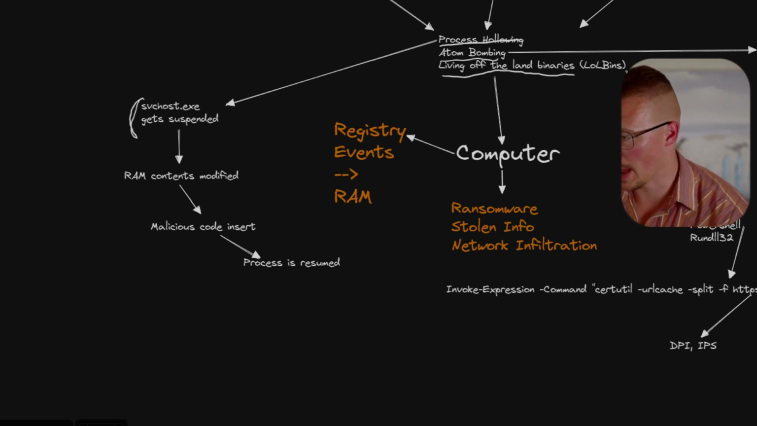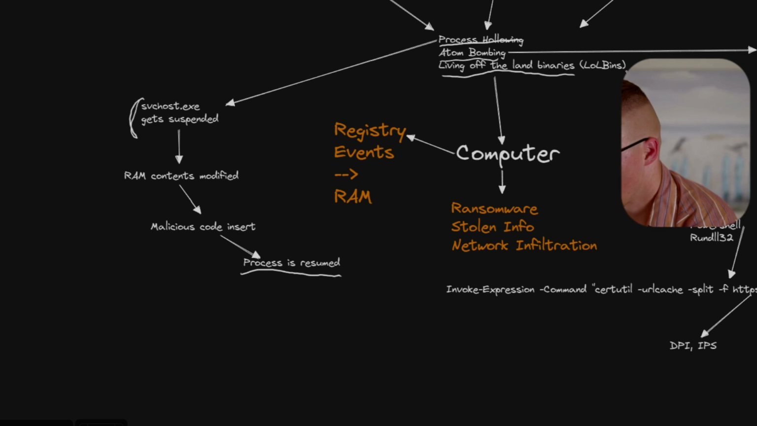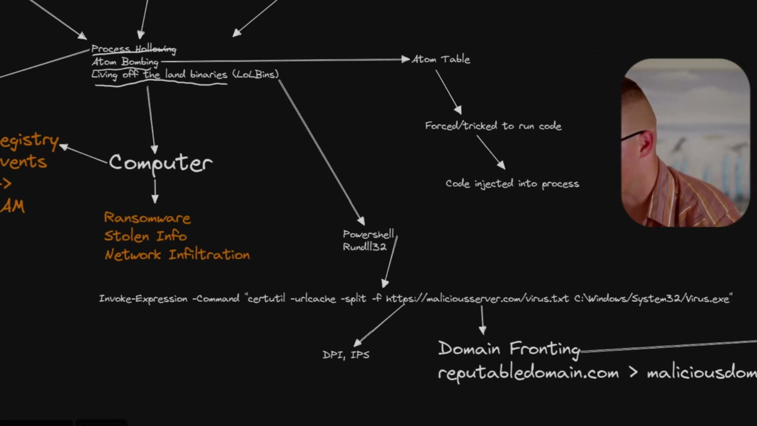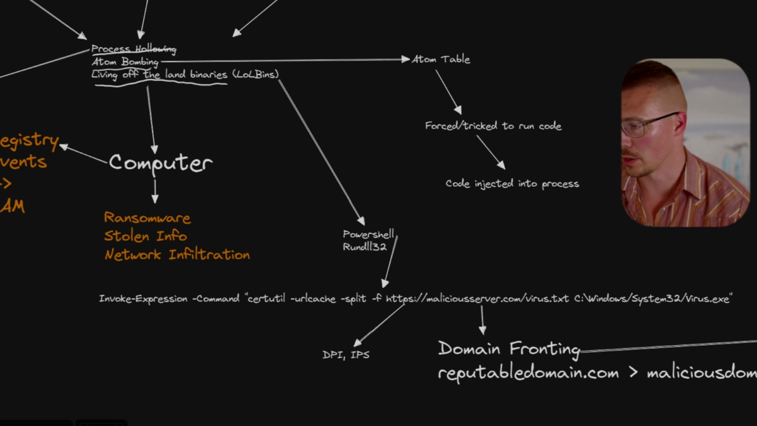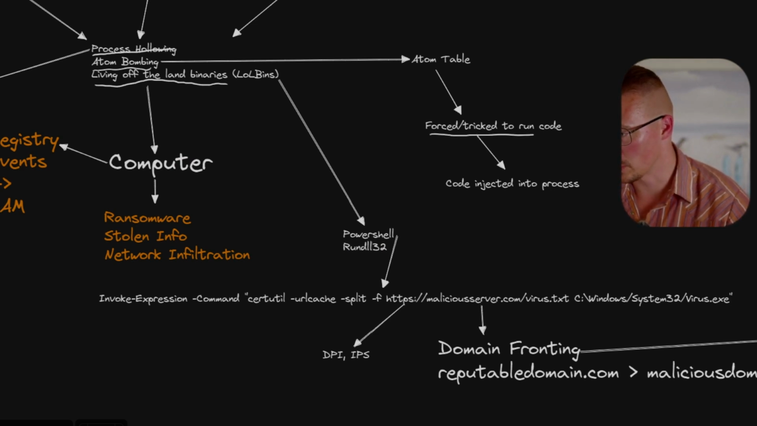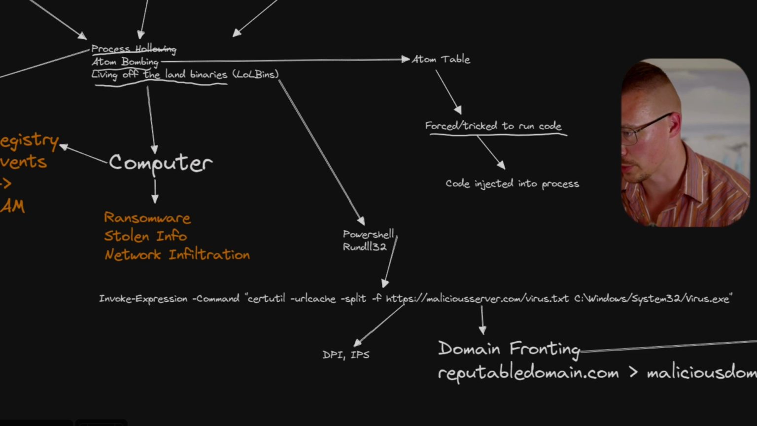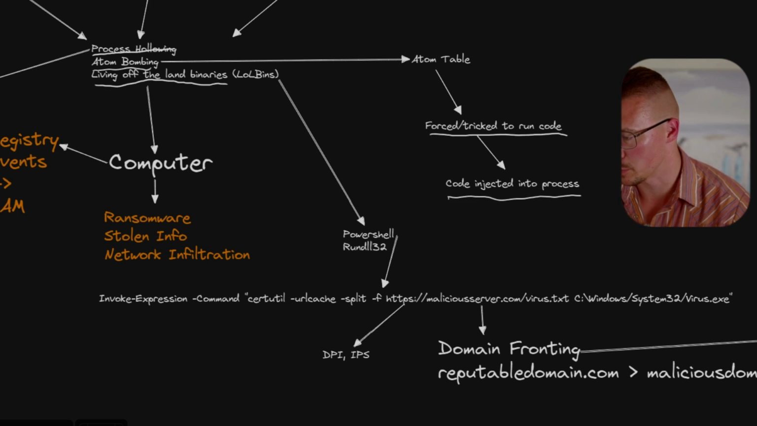This is where you would have a process on the computer get suspended. And then what the malware will do is go modify the contents that are stored in the RAM. It will put its malicious code in there, and then it will start the process back up, and now you have actively running malware on your computer. Another thing that you will end up seeing is atom bombing. Now, Windows has something called an atom table, and what you can do with these is you can either force or trick the operating system to inject malicious code into a specific process using the atom table.